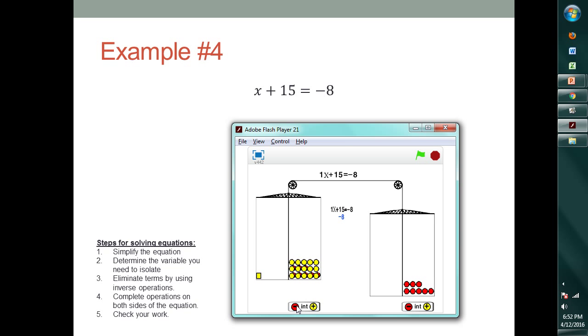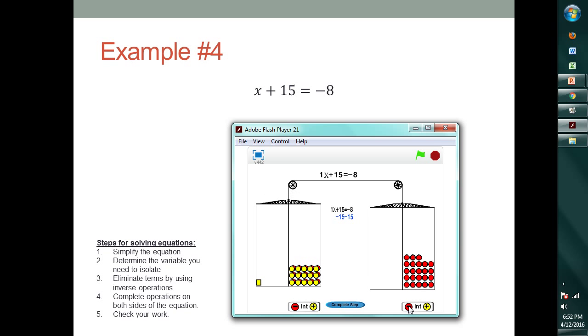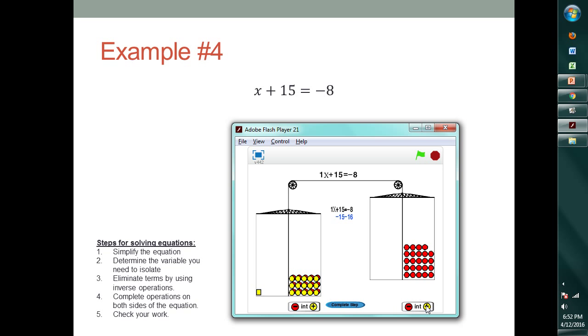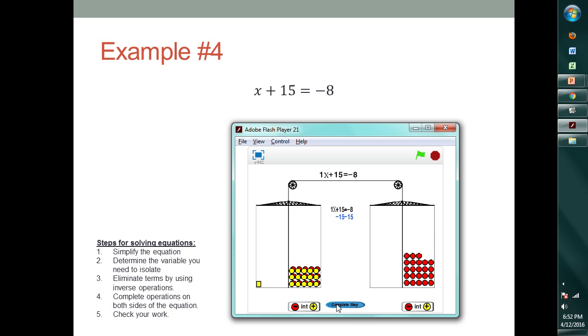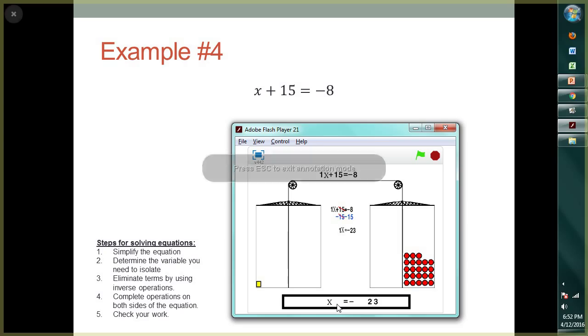Notice that when I add negatives, remember those are canceling out and making 0, so I'm actually taking away, which is why the right side becomes heavier. I wait till it balances out. That tells me I'm done with my step. And notice that if you go too far, it's going to become imbalanced. So when you're done with your step, you want both sides to be equal. I complete my step and I see that x is equal to negative 23.